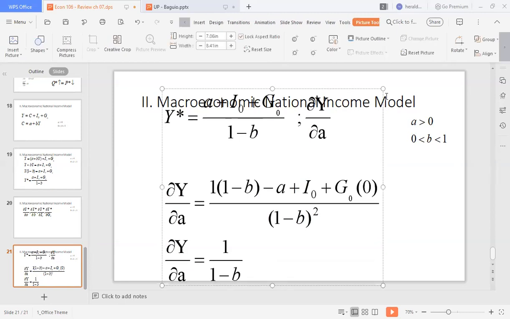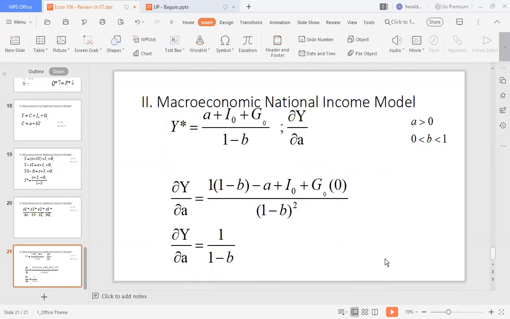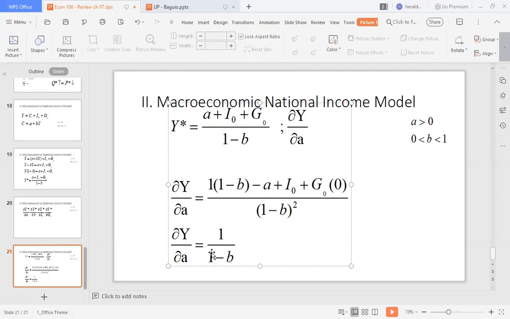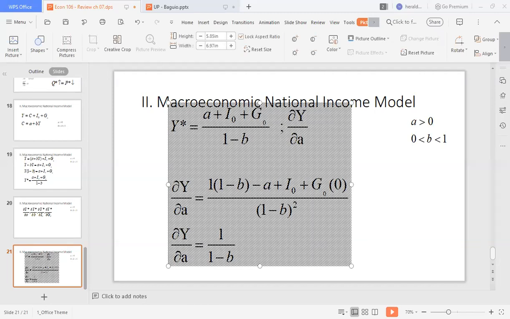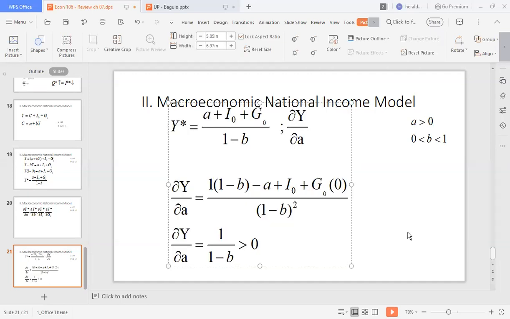Okay. All right. So again, we used the same processes just like we did with the basic supply and demand model. And then we get the partial Y, partial A, simplified, and we end up with 1 over 1 minus b. We go back to the restriction just to check on the signs. So we have a numerator positive, 1 minus b, and the restriction for b is greater than 0, less than 1. So it would be positive, positive, positive. So the sign for this partial derivative would be greater than 0.